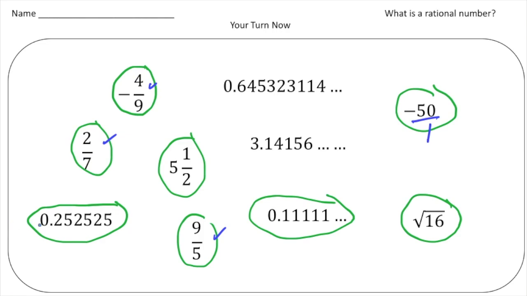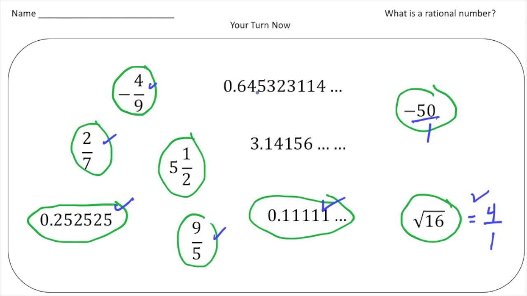Over here we have 0.252525, and this terminates, and it also repeats. So just the fact that it terminates makes it a rational number. Now here we have a number that's going on forever, but notice it's repeating. So that makes this also rational. And finally we have the square root of 16, and the square root of 16 we can write as 4, because 4 times 4 is 16. And again, 4 can be written as 4 over 1, which makes it rational.